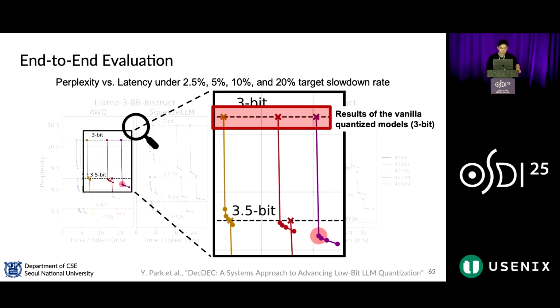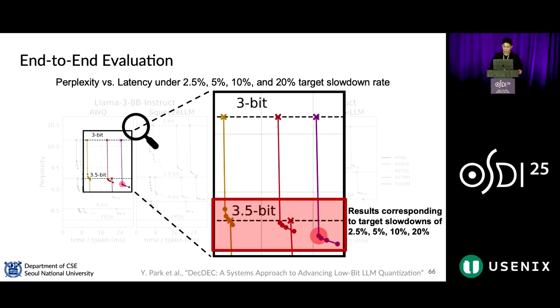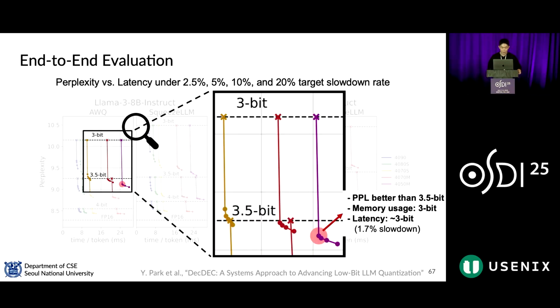The X marks represent the result of the vanilla quantized LLMs without DecDEC. Below them, you can see 4 circles. This corresponds to cases where we set the target latency overheads to 2.5%, 5%, 10%, and 20% respectively. As you can see, even with just a 2.5% target, perplexity drops significantly. Take a look at the area highlighted in red.